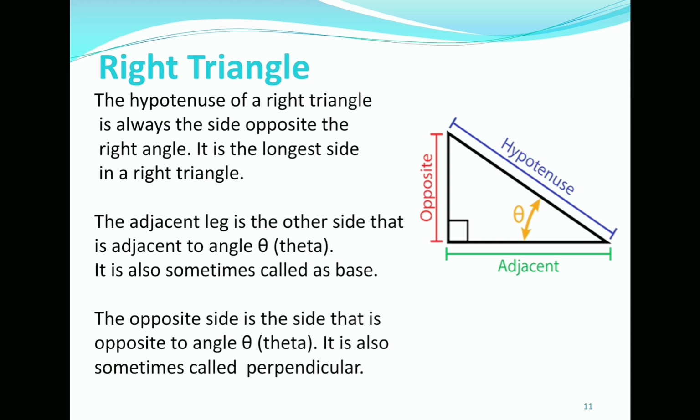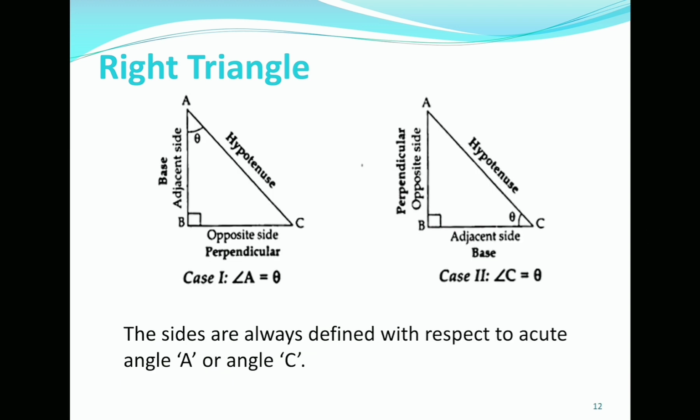So this is a right angle triangle. The side opposite to the 90 degree or right angle is always known as the hypotenuse. The side opposite to theta is known as opposite, or we also call it perpendicular. The side adjacent, close to theta, is known as adjacent, or we also call it base. So this is adjacent, or base. This is opposite or perpendicular. And the side opposite to the right angle, the longest side of the right angle triangle, is the hypotenuse.